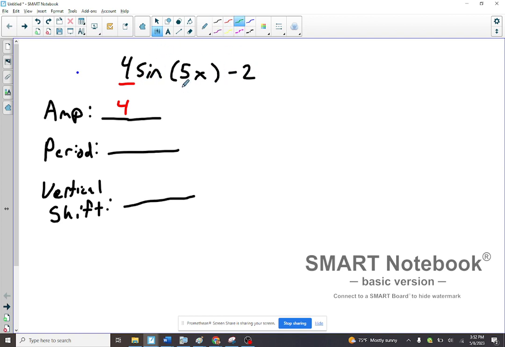What about tangent? We'll talk about tangent and cotangent soon, but sine and cosine are almost the same thing, pretty much, in this section. All right, so this one's the period. The period's over here.